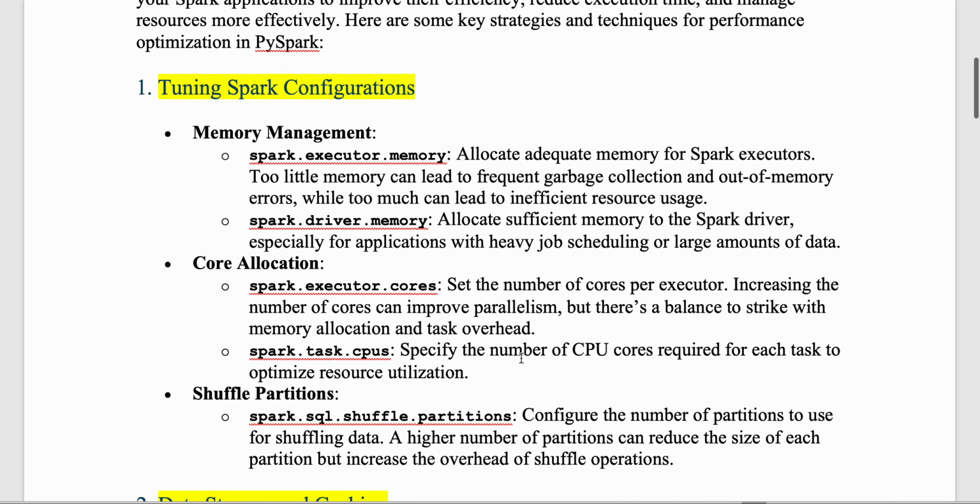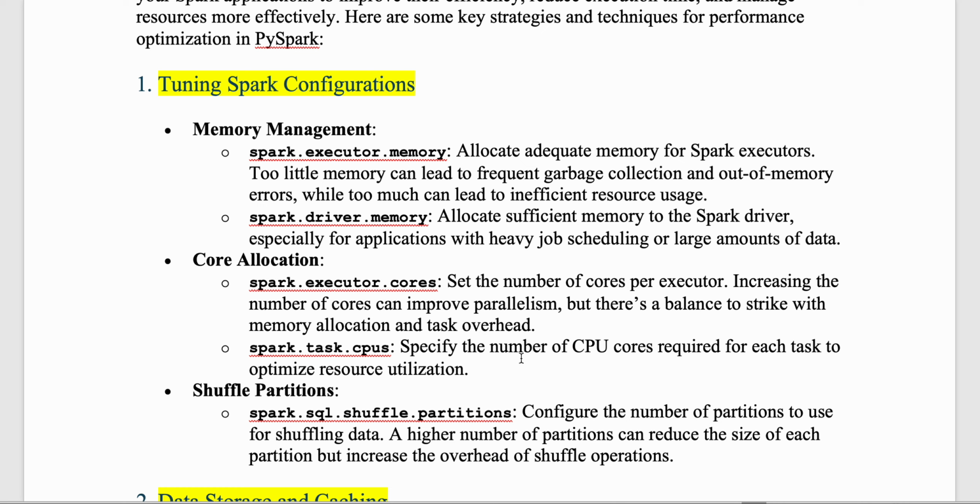Now come to shuffle partitioning. You have to define your number of partitions in your job, meaning how many partitions you want. That is, configuring the number of partitions to use for shuffling data.